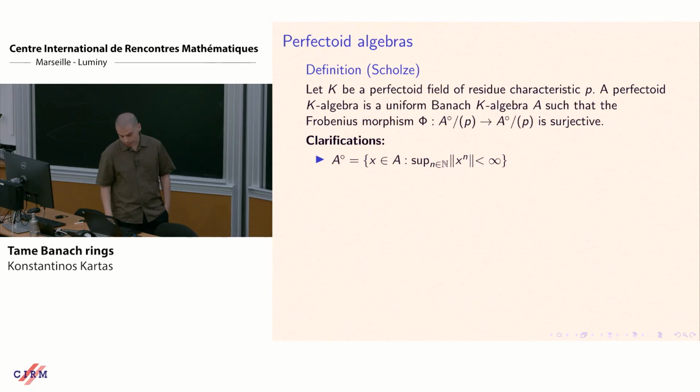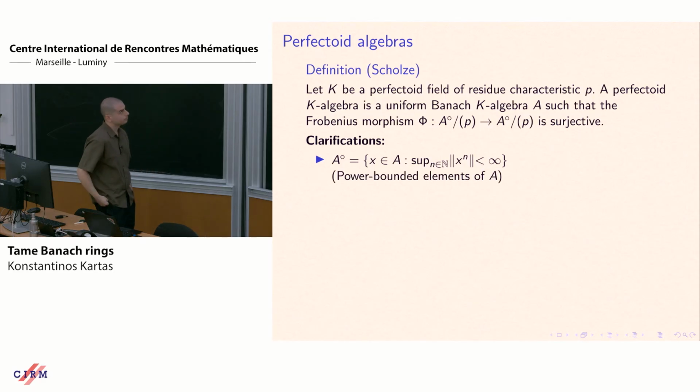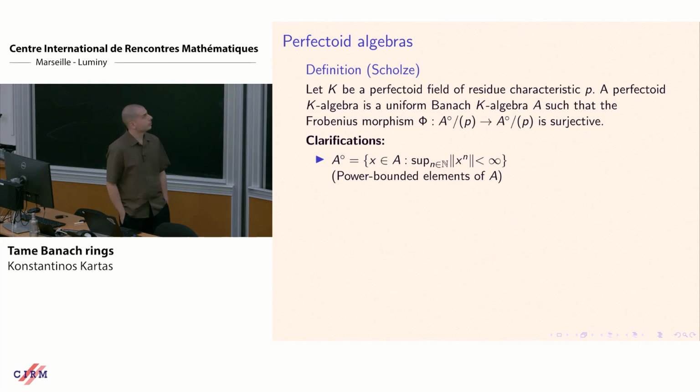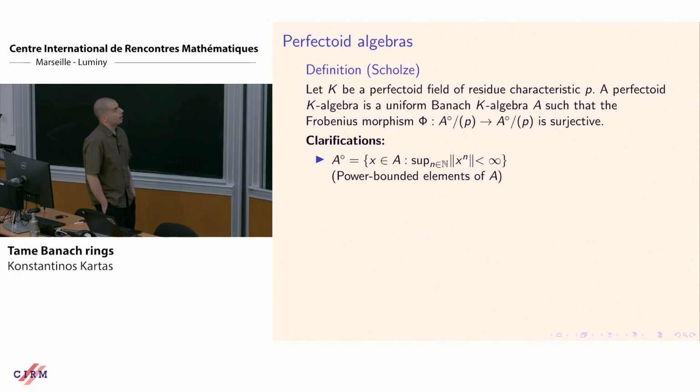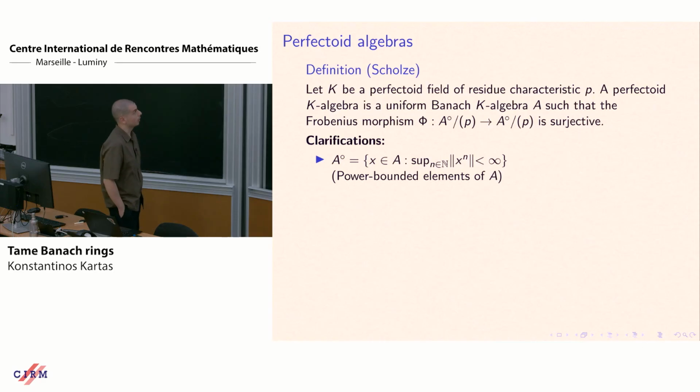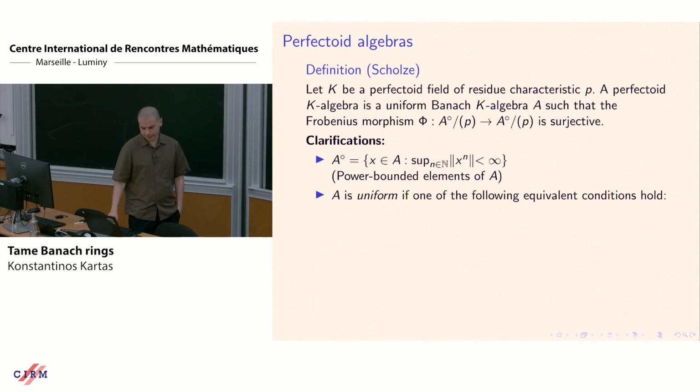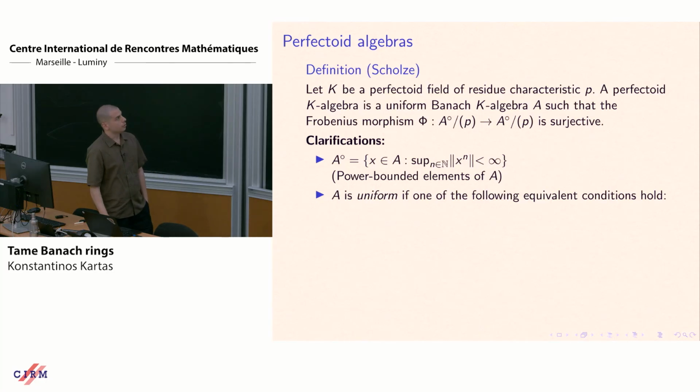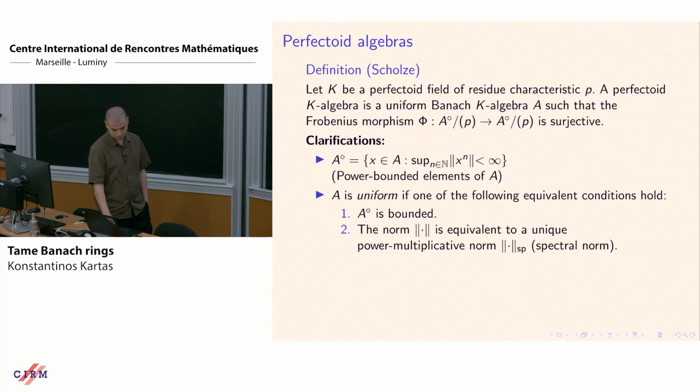Instead, A circ here is the set of power-bounded elements. So an element is power-bounded if the set of its powers is bounded. And if it happened to be the case that the norm is power multiplicative, that would be essentially the same as the unit ball. But I'm not assuming this. I'm only assuming that the norm is sub-multiplicative. But actually in the case of uniform Banach algebras, you do have a power multiplicative norm. So let me explain this.